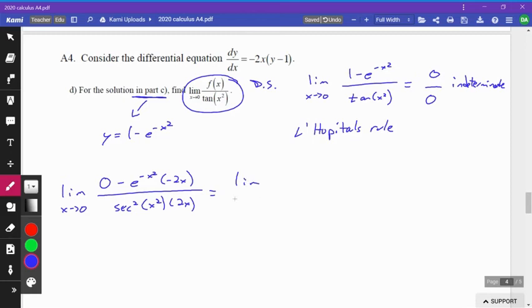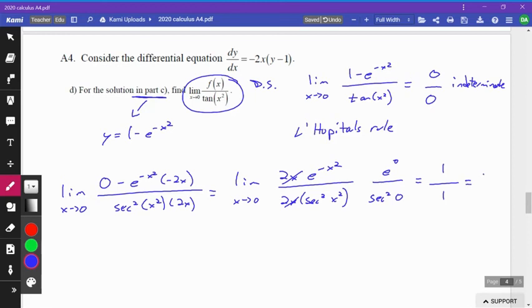Now this does simplify into 2x e to the negative x squared all over 2x times secant squared of x squared. The 2x's cancel out. Plug in 0, I get e to the 0. Down here, I get secant squared of 0. e to the 0 is going to give me 1. Secant squared of 0, that is also going to give me 1. So my final answer is going to give me 1.